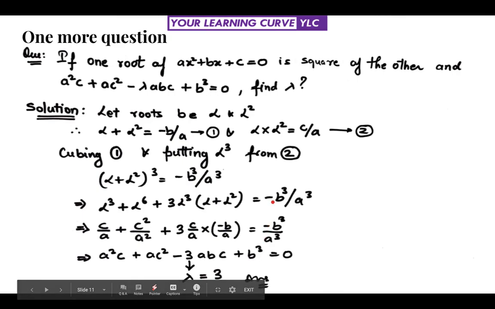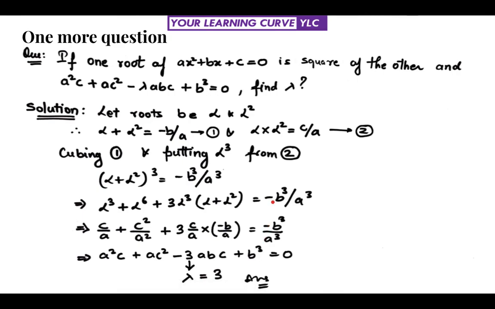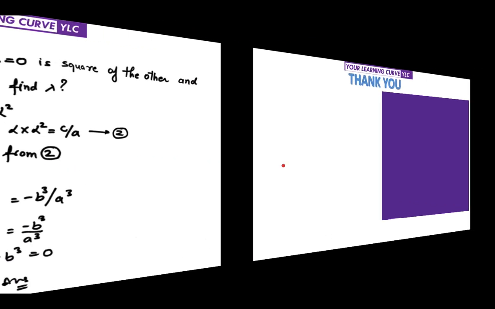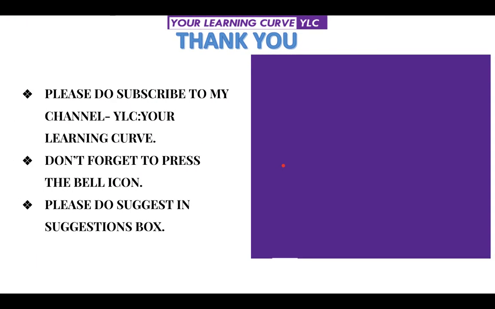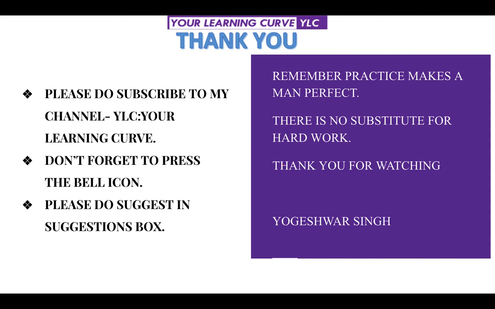Here you observe that this relation which we got is almost similar to the relation given in the question. Only thing missing is this lambda, and when you compare this relation with this equation, you get that lambda should be equal to 3. So you get the value of lambda as 3. This is your answer.